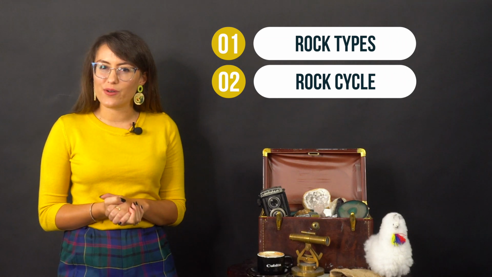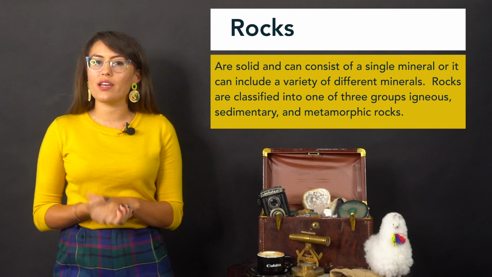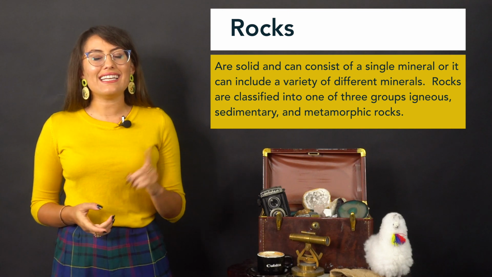Hello and welcome back. Today we'll begin talking about different categories of rocks in the rock cycle. Rocks are solid and can consist of a single mineral, or they can include a variety of different minerals. Rocks are classified into one of three groups: igneous, sedimentary, and metamorphic rocks.